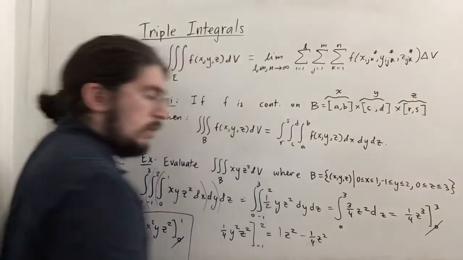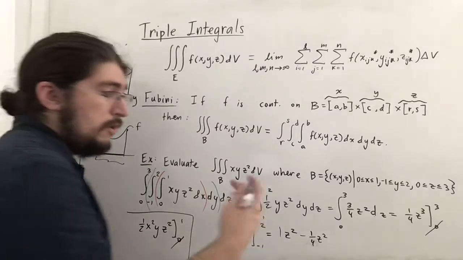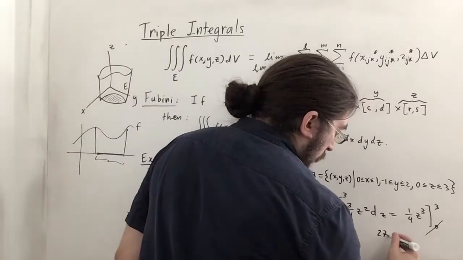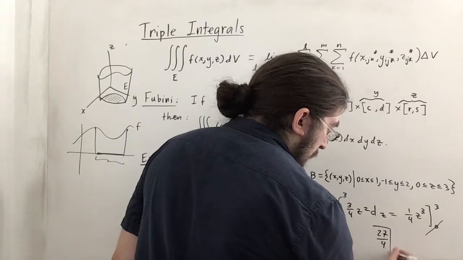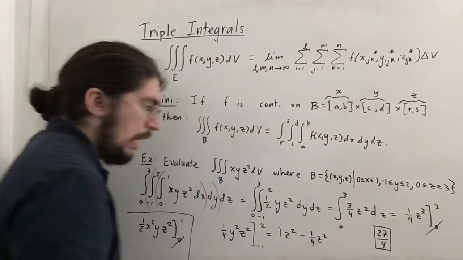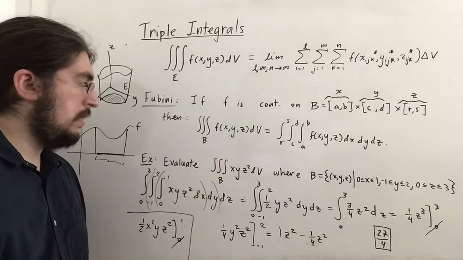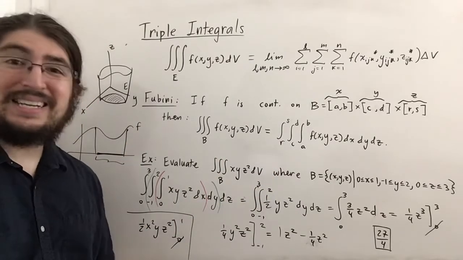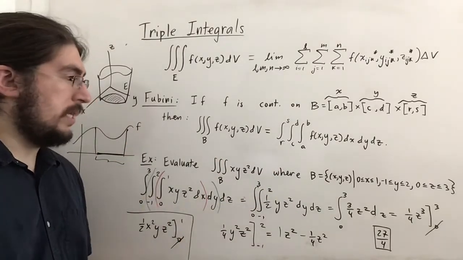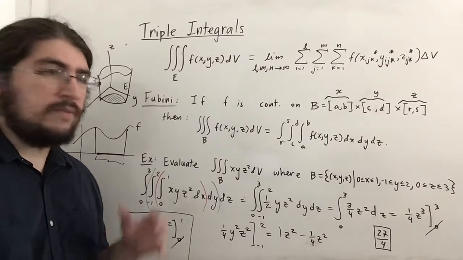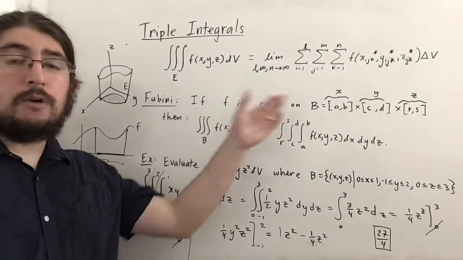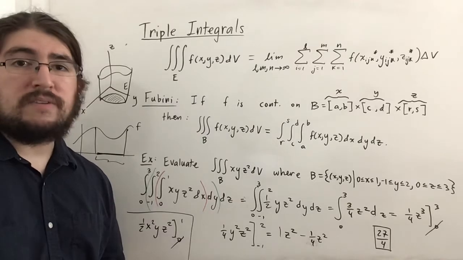When you plug in 0, it's all 0. When you plug in 3, you get 3 to the third, which is 27/4. So this value here represents the fourth dimensional hypervolume of this fourth dimensional object. So yeah, again, a little crazy, but that's what it represents. Now we're going to move on and take a look at a few different types of regions that are not rectangular boxes, and then we'll move on from there.